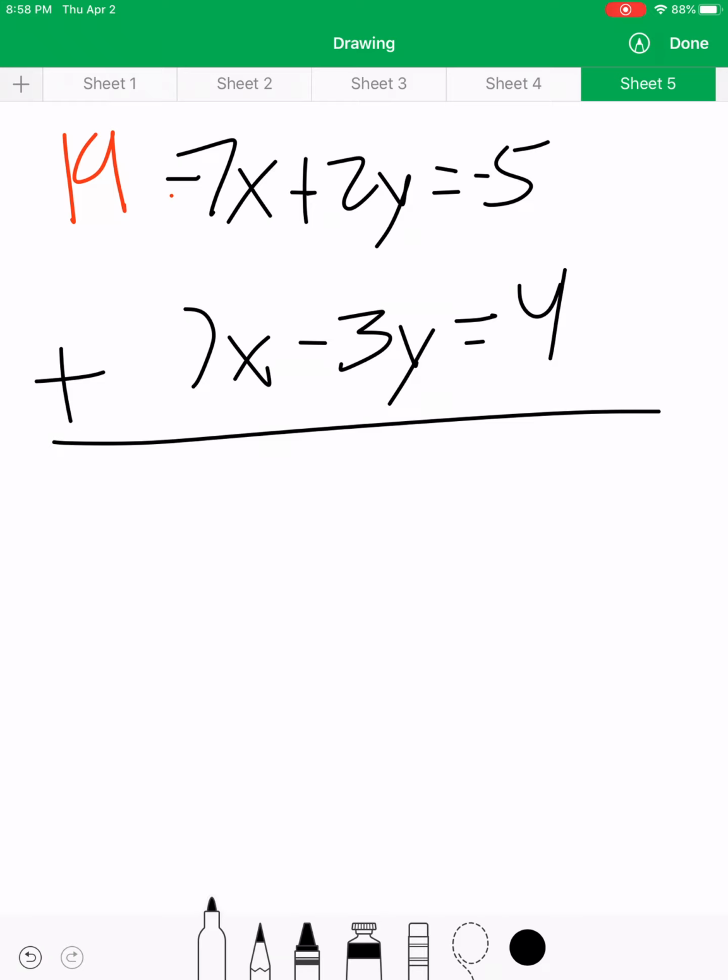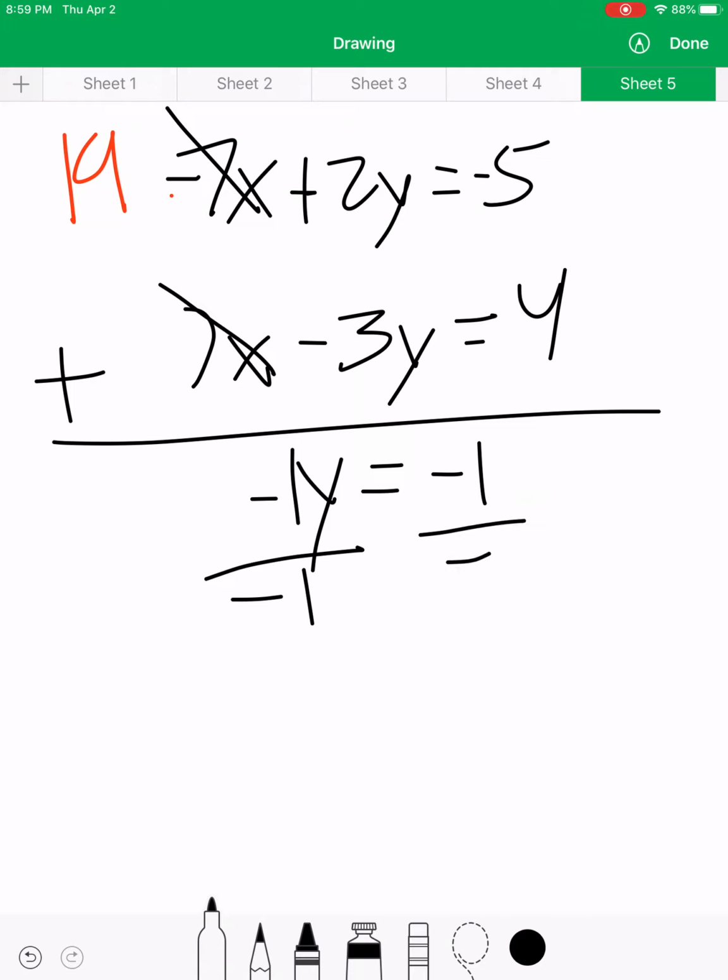So now that that's changed, 7x goes away, 2y plus -3y gives me -y. -5 plus +4 gives me -1. This is a -y, guys. What's really written in front of it is a 1. So I have to divide by -1, divide by -1, 2 negatives, y equals +1.